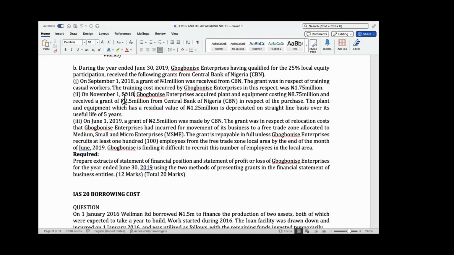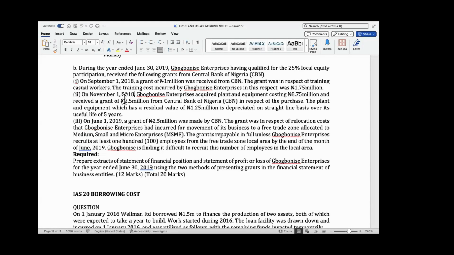The plant and equipment, which has a residual value of 1.25 million, is depreciated on the straight line basis over its useful life of 5 years. On June 1st, 2019, a grant of 2.5 million was made by CBN. The grant was in respect of relocation costs that Gbogbo Nishe Enterprises had incurred for movement of its business to a free trade zone allocated to medium, small, and micro enterprises.